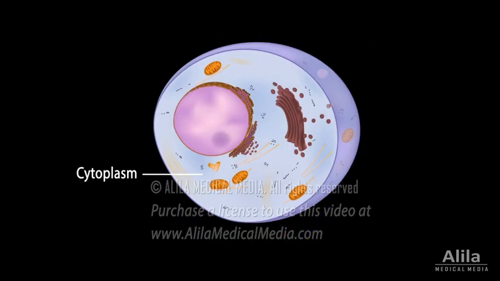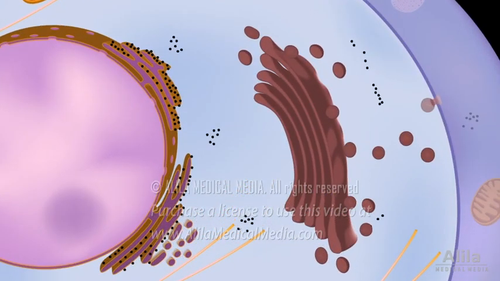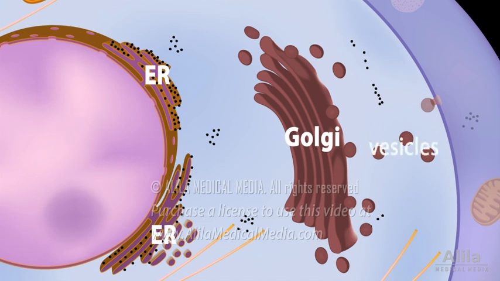The cytoplasm includes a gel-like liquid called cytosol, various organelles, and cytoskeleton. The endoplasmic reticulum, ER, Golgi apparatus, and vesicles constitute the intracellular membrane system. The ER is a network of connected flattened sacs called cisternae. Its membrane is continuous with the outer nuclear membrane. Part of the ER appears rough, as it is covered with ribosomes. This is where the synthesis of secretory and transmembrane proteins takes place.